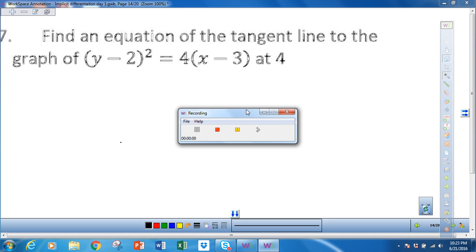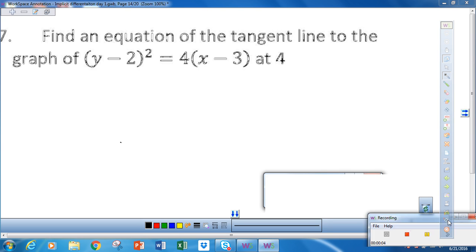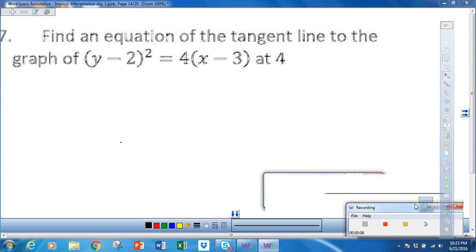Okay, so welcome to the second part of the last lesson in derivatives. When last we talked, we were doing implicit differentiation, and we're going to continue doing implicit differentiation, and we're just going to do some word problems with them.